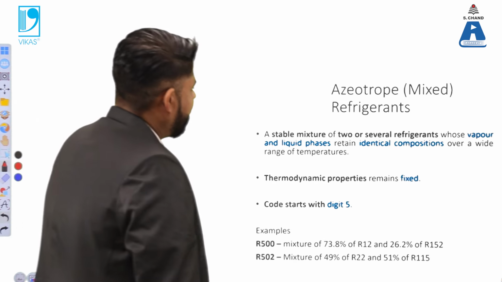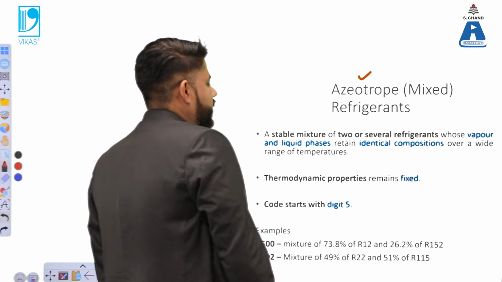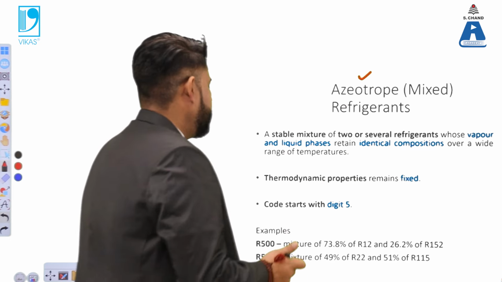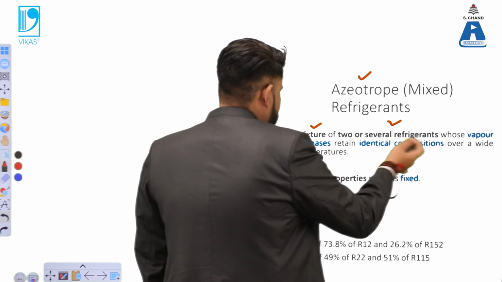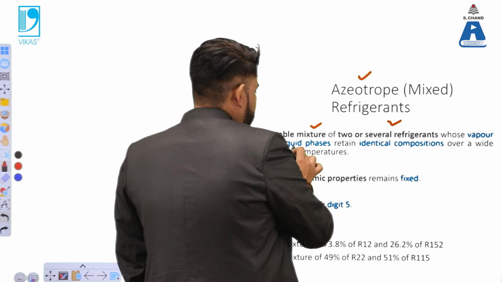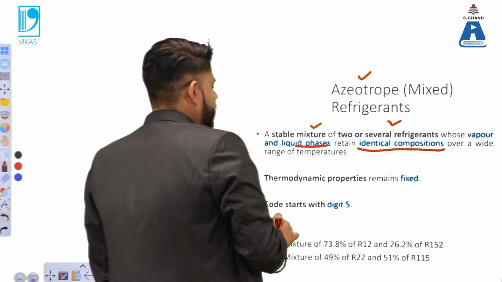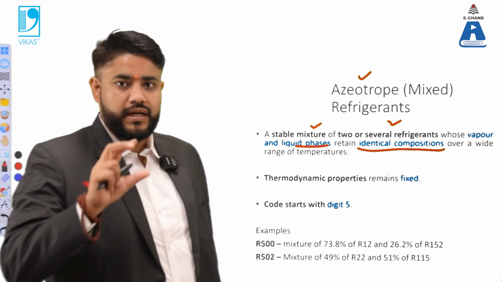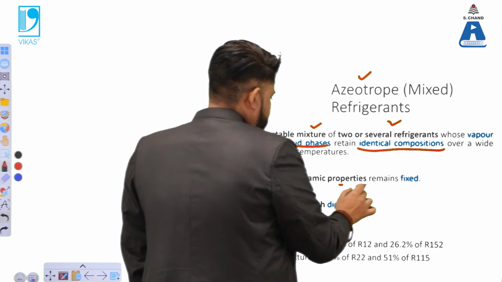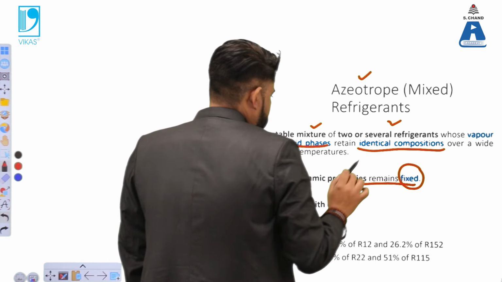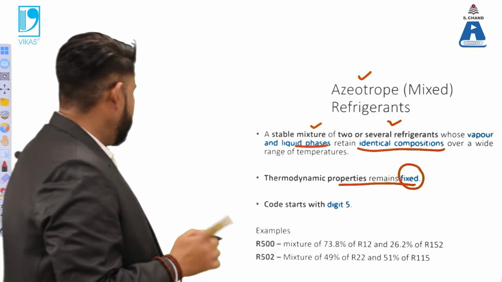Now we'll look at this azeotrope refrigerant, or you can say the mixed category of refrigerant. It is a stable mixture of two or several refrigerants where the vapor phase and the liquid phase retain identical compositions over a larger range of temperature values. So the thermodynamic properties remain fixed, and you can see the code is different from the previous category.